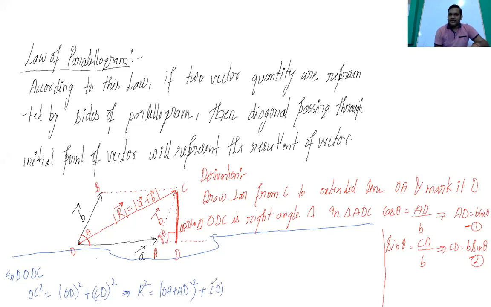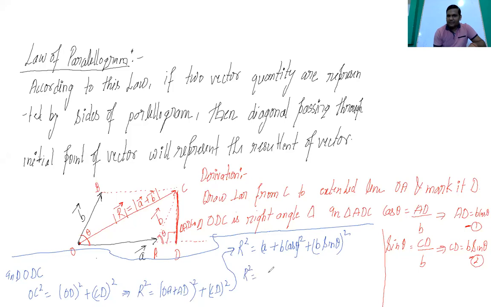Now we can replace using equation 1 and equation 2. So R square can be written as OA, which is A, so A square, plus AD, which is B cos theta, whole square, plus CD, which is B sin theta, whole square.